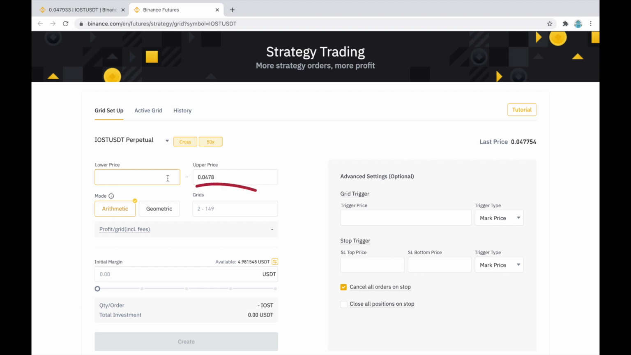The number of grids I decide on, and the initial margin I will allocate.